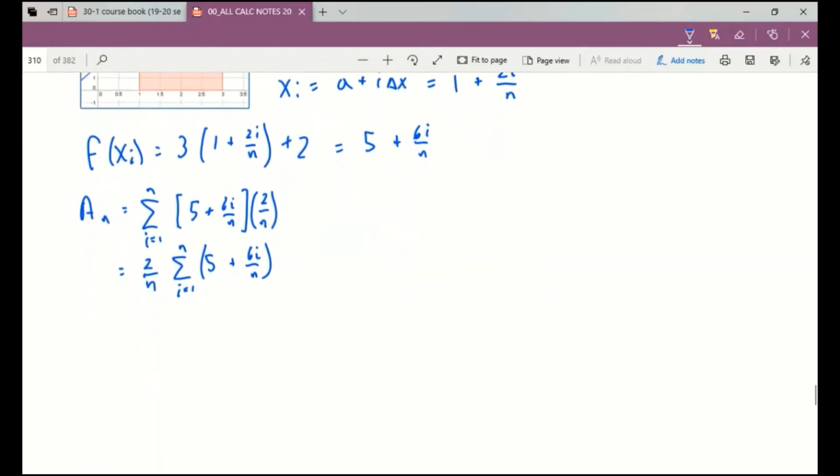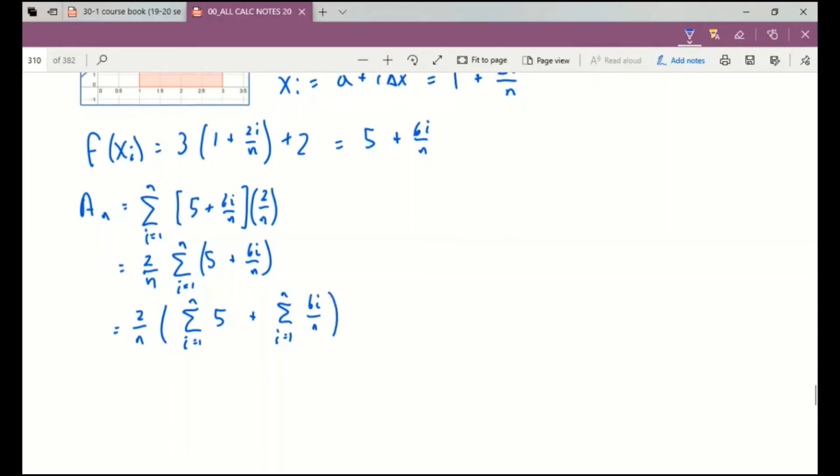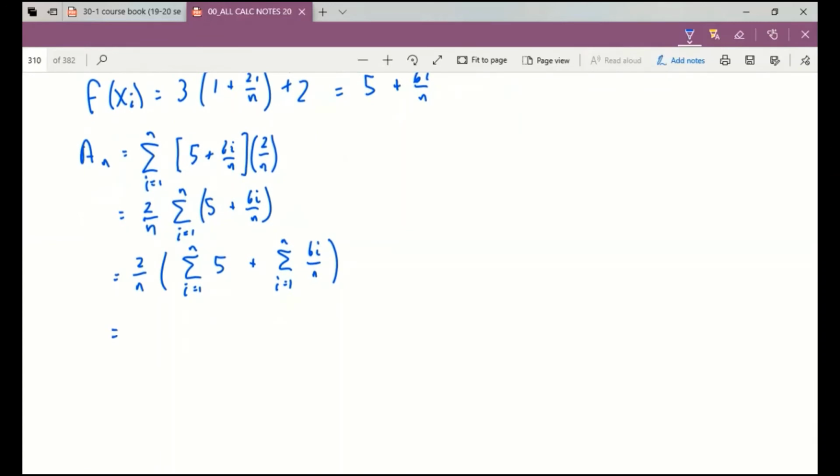Let's break that apart into two terms. And we end up with 2 over n, bracket, the summation as i goes from 1 to n of 5, plus the summation as i goes from 1 to n of 6i over n. Now we can use those summation identities that we dealt with earlier. The summation of 5 as i goes from 1 to n: 5 plus 5 plus 5 plus 5, how many of them? n of them. Ends up being 5n.